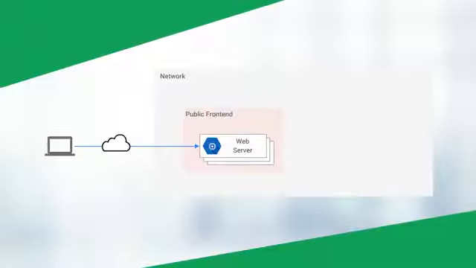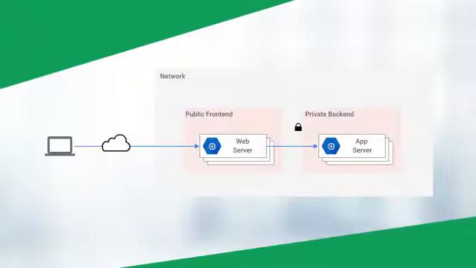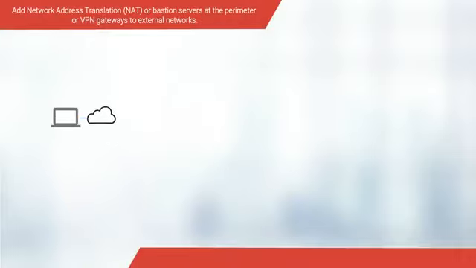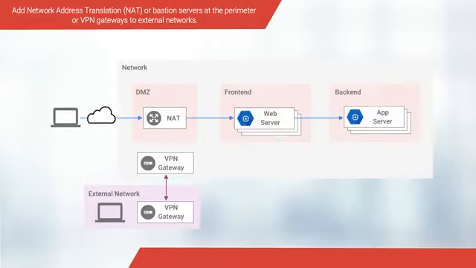So with GCP, just like AWS, you can configure large multi-tiered applications with isolated services and reduced attack surfaces. Here's an example of an app with a front-end web service behind a public firewall and a back-end app service behind a private firewall, each using multiple VMs. We'll show you how to set this up later. You can also add NAT or Bastion servers at the perimeter or VPN gateways to external networks. Like AWS, you'll need to set up the gateways and add VPN routes.